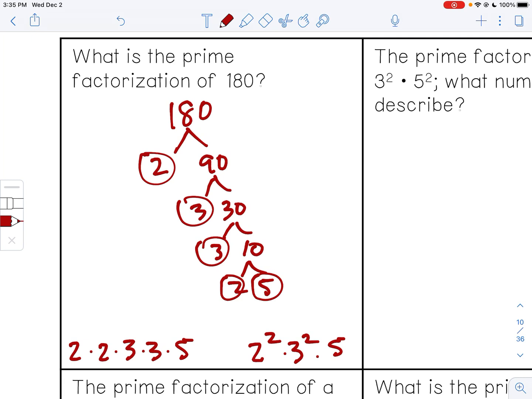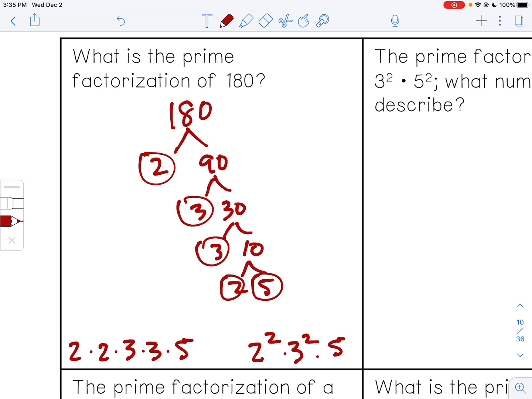So hopefully you got the same answer that I did. So I have 180 and I noticed that that's even, so I pulled out a 2. 2 times 90 is 180. When I factor out 90, I got 3 and 30. Could you have done something else?